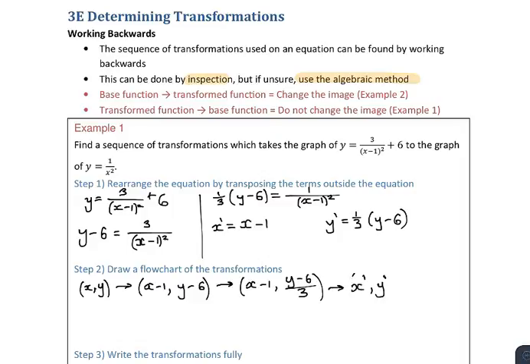That gives me my x new and my y new. This makes sense because previously what I've done is I've read off x new is equal to x minus 1. That's what I have here. Y new is equal to y minus 6 divided by 3. That's what I have here. So this, I suppose, makes sense in what we've just done.